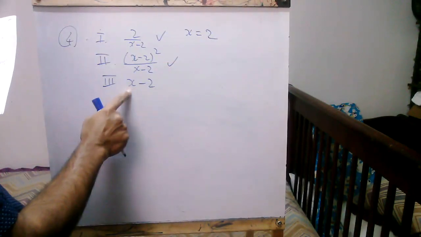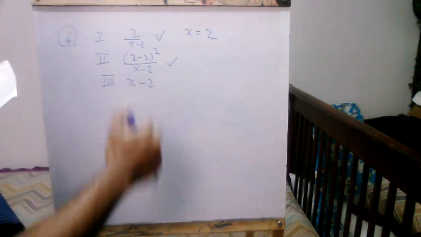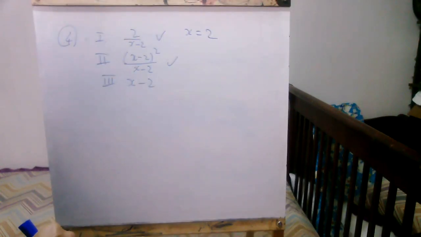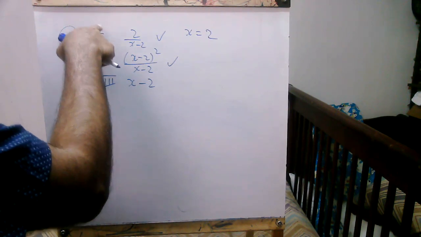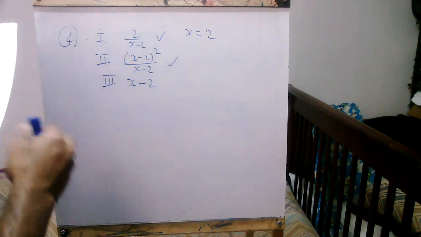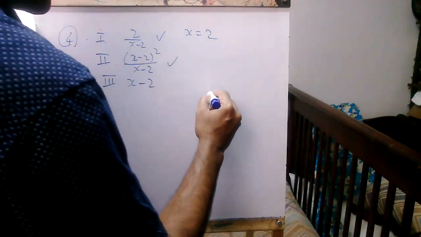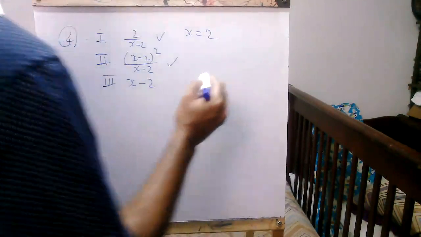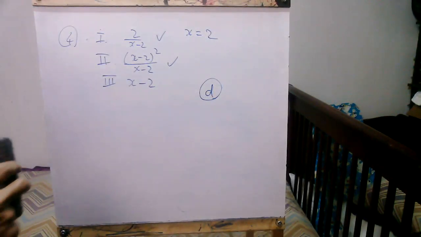When x equals 2, this is clearly defined. 2 minus 2 is 0, and 0 is well defined. Therefore the answers are 1 and 2. Let's see what answer choice. 1 and 2 is answer choice D. Right? That's number 4.